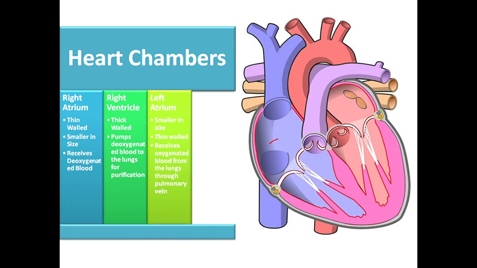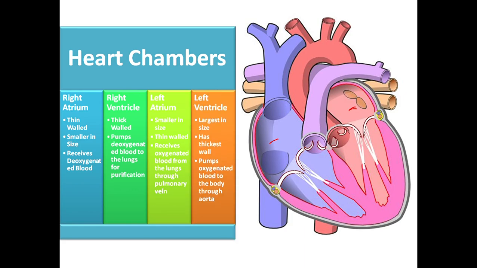Next is the left atrium. This is the left atrium. It is smaller in size, thin walled, and receives the oxygenated blood from the lungs through the pulmonary veins. And the last chamber is the left ventricle, which is the largest chamber and has the thickest wall. It pumps the oxygenated blood to the body through the aorta. This is the aorta.